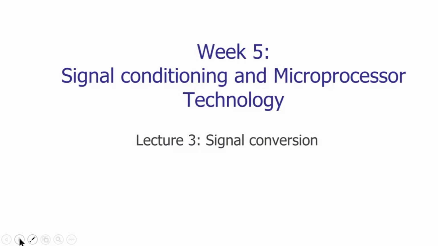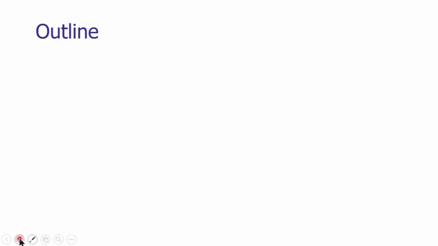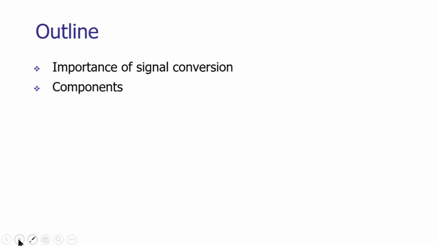Well, I welcome you all to lecture 3 of week 5. In this lecture, we will be studying various techniques associated with signal conversion. So, let us begin. The outline of this lecture is as follows. At the start of the lecture, we will see the importance of signal conversion, why it is needed, and various components associated with the signal conversion devices, and these are comparators and encoders.